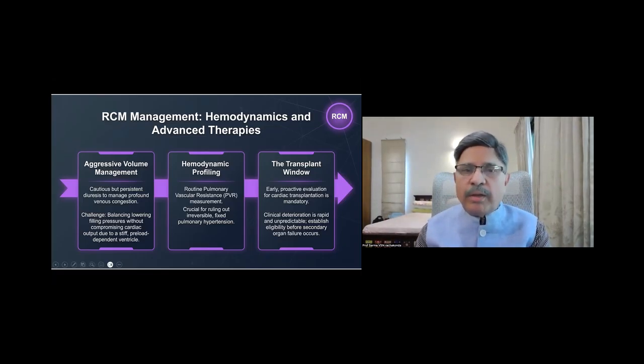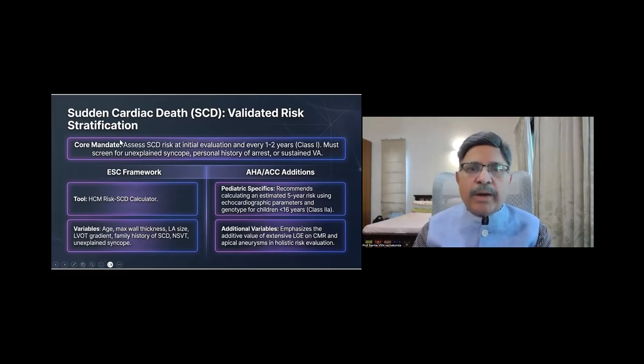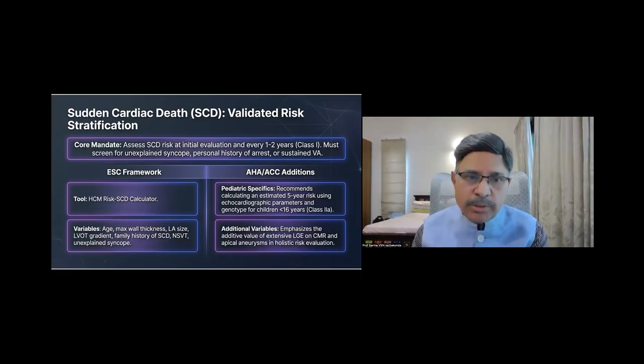Now, you have the sudden cardiac death. What is sudden cardiac death? Validated risk stratification for sudden cardiac death. Core mandate is to assess the sudden cardiac death risk at initial evaluation and every 1 year or 2 years. Must screen unexplained syncope, personal history of arrest, and sustained ventricular arrhythmias.